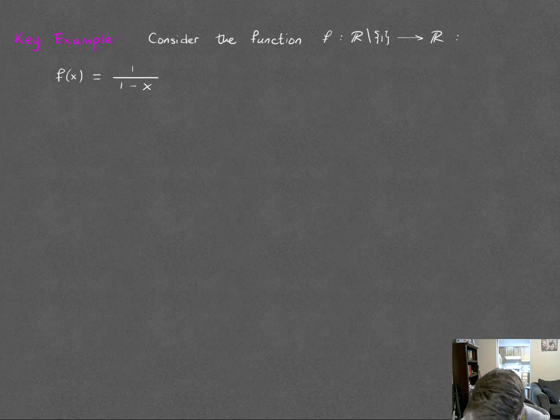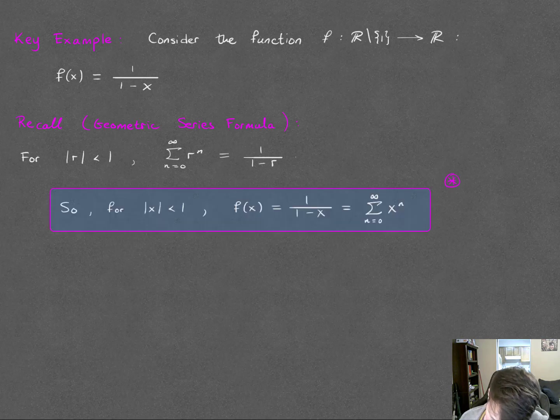So, key example. Consider the function that's defined on the entire real line except at 1. f(x) is equal to 1 over 1-x. Okay. So, recall the geometric series formula. For |r| less than 1, this sum from n equals 0 to infinity of r^n is equal to 1 over 1-r. Okay. So, r is just a letter. Let's replace r with x. So, for |x| less than 1, f(x), which is 1 over 1-x, is equal to this sum. Okay?